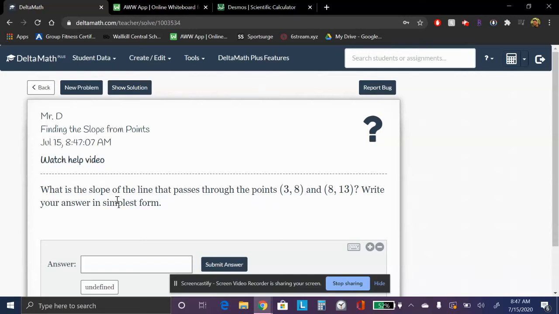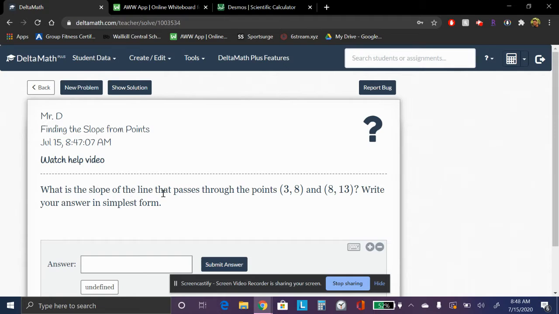In today's video, we're going to be finding the slope from points using a set of coordinates rather than just the graph and looking at the rise over run. So last lesson, we looked at the rise over run of the graph. Now we're going to do this using the numbers and the coordinates.